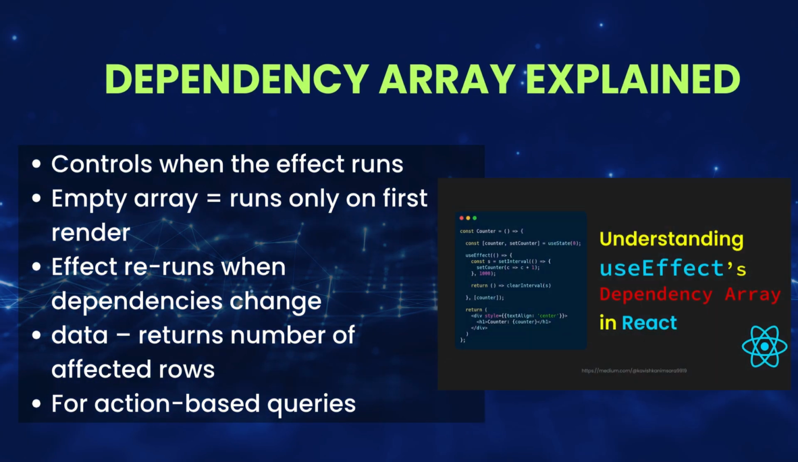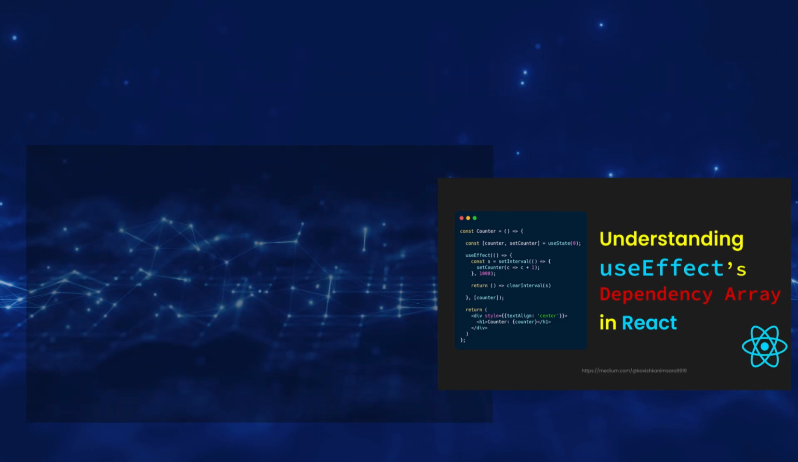Dependency array, the watchdog. The mighty dependency array. It keeps an eye on values. If anything in the array changes, React says, "Time to rerun that effect." Leave it empty, React runs the effect only once, just like a hi and bye at a party. Add dependencies, React sticks around for updates.